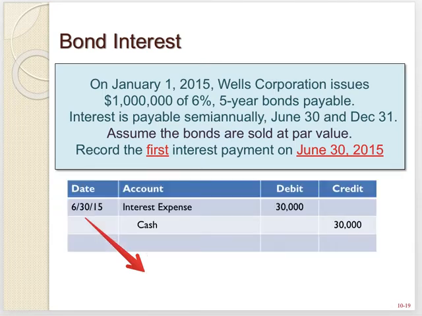So your journal entry to record the interest is on June 30th. That's our date. That's when we're going to pay it, because that's when it's due according to the contract. And we record interest expense for that period of time, because that is our cost of borrowing money for that first 6 months of 2015. And we're going to credit cash because we're paying all of our bondholders with cash. So our cash is going down, so it's a credit.